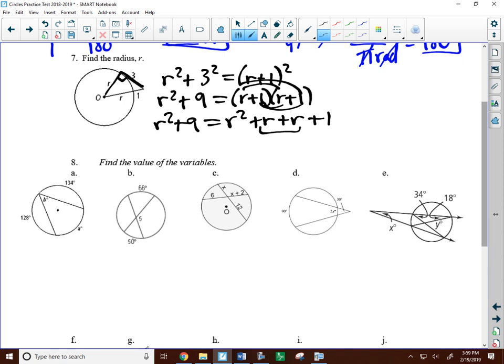Now let me go ahead and combine these terms. At the same time, I can cancel an R squared. I'm really subtracting R squared from both sides. So the left side is going to be left with 9. The right side is 2R plus 1. So we subtract 1, divide by 2, we get 4.